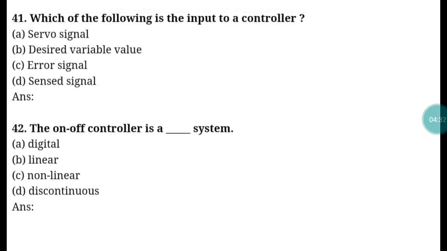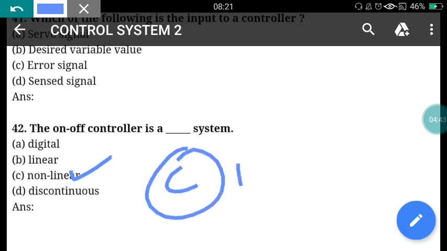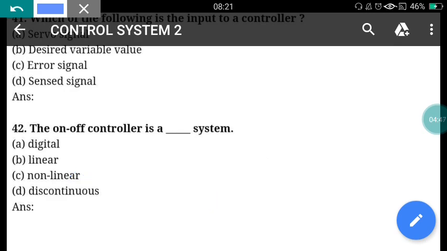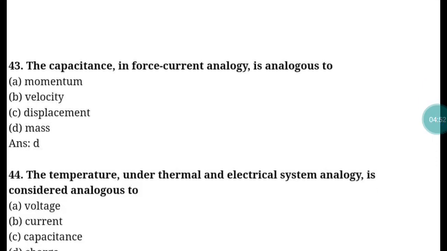Question number 42. The on-off controller is given to a dash system. On-off controller is given to a non-linear system. So C is the right answer. Next, question number 43. A capacitance in a force current analogy is analogous to what?